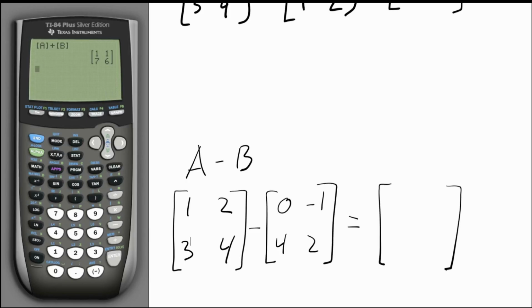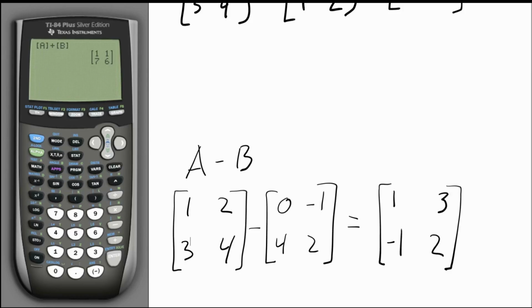So the top left minus the top lefts, so that's 1 minus 0 gives us 1. Top right minus top right, so 2 minus -1, that gives us 3. 3 minus 4, the bottom left two elements, gives us -1, and 4 minus 2, that gives us 2.